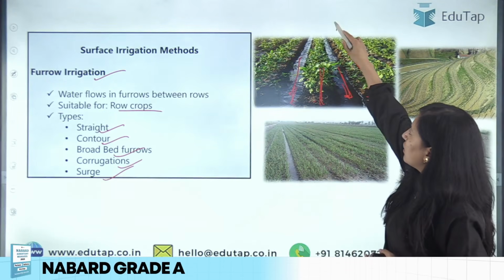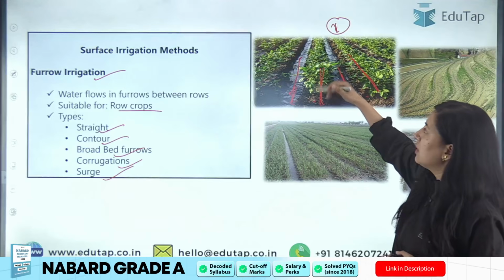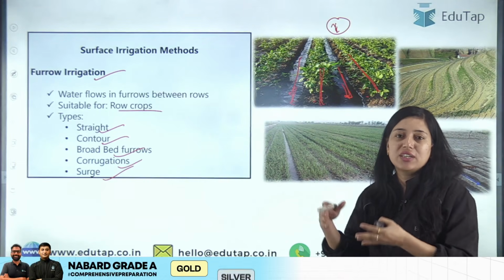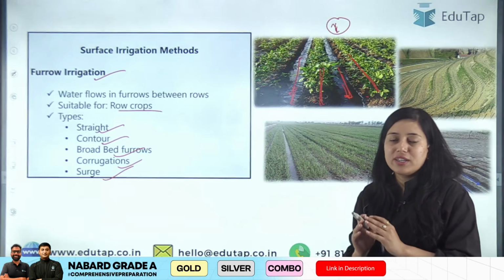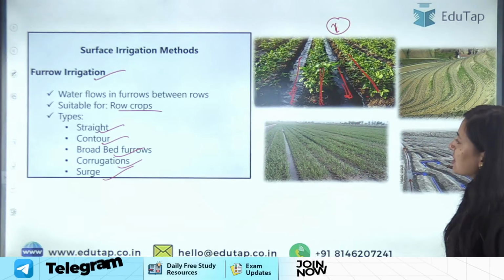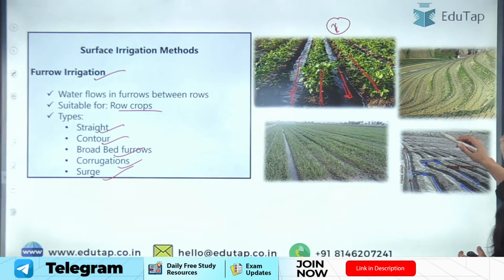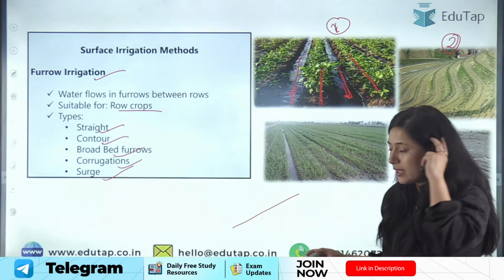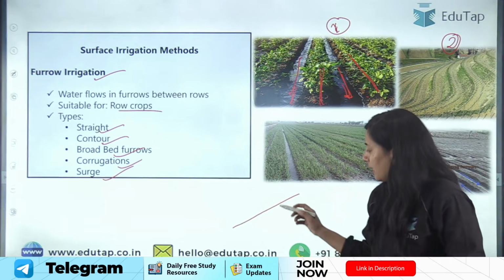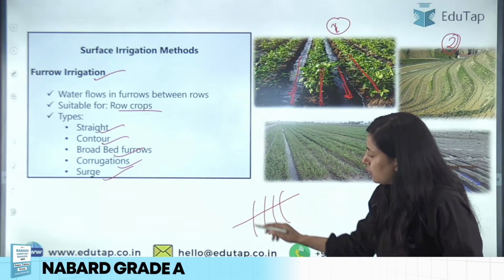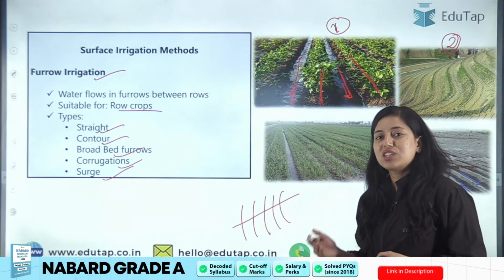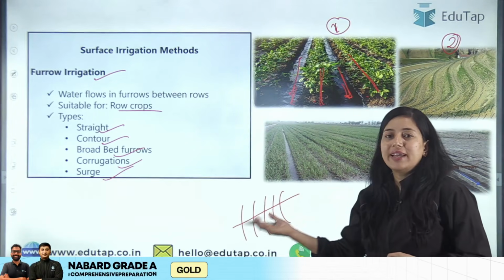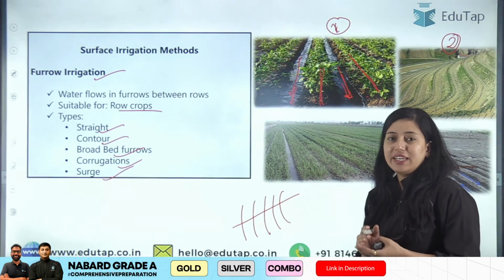So straight is this first type which we are seeing in this particular picture. Straight furrows, okay, on a level land, straight ridge and furrows are made, and in these furrows water is supplied, right? So this is the straight furrow method. Next we have is the contour furrow. Contour furrow is basically in the sloping land, like in your mountains or any land having a particular slope, along the contour line furrows are made, okay, and then irrigation is provided. This is called contour furrow method.